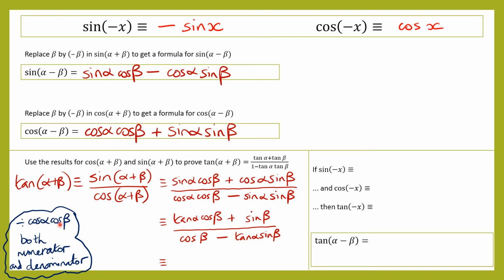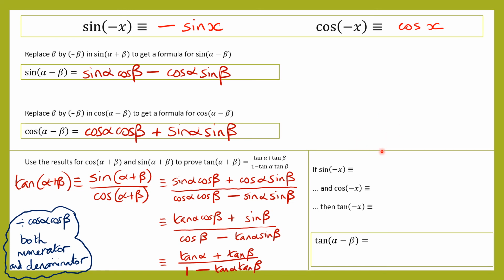Now we're going to divide every single term by cos beta. So the first term in the numerator, tan alpha. Second term, tan beta. In the denominator, first term 1, and then take away tan alpha tan beta, which is the result we were hoping to get. So that's how we get tan of alpha plus beta.